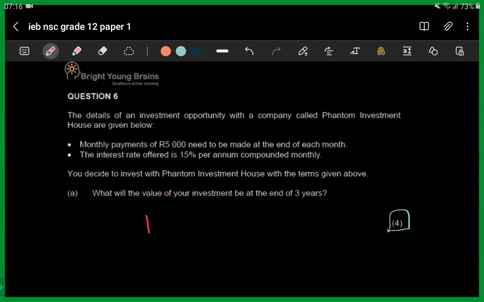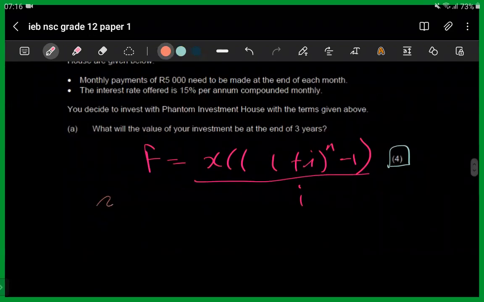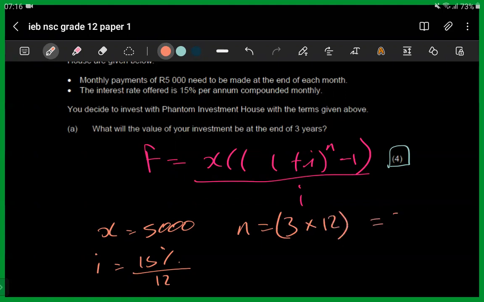So your future value annuities formula, you can get that from your formula sheet so that you don't write it down incorrectly. Since we're trying to figure out how much the money is worth after 3 years, X is our monthly installments, which is 5,000. Interest is 15% per annum compounded monthly, so you have to divide the 15 by 12. N is 3, but because it's compounded monthly, you have to times by 12, which is 36.